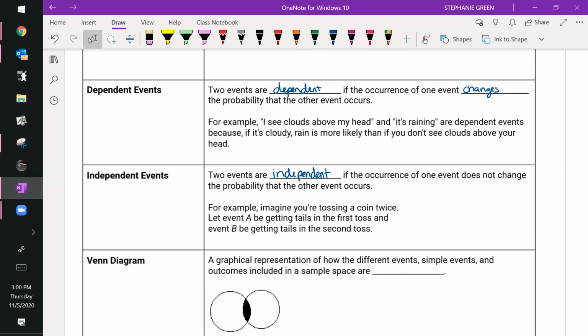However, if I take a card out and I don't put it back, I've automatically changed the probability of getting any type of card, because the number of cards in the deck has been reduced by 1. So dependent events: I didn't put the card back. Independent events: I put the card back and the probabilities did not change.